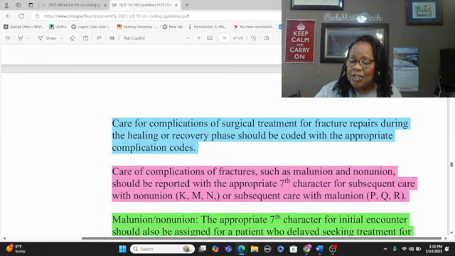Care of complication of fractures, such as a malunion or non-union, should be reported with the appropriate seventh character for subsequent care with non-union K, M, and N. So, or subsequent care for malunion P, Q, and R.